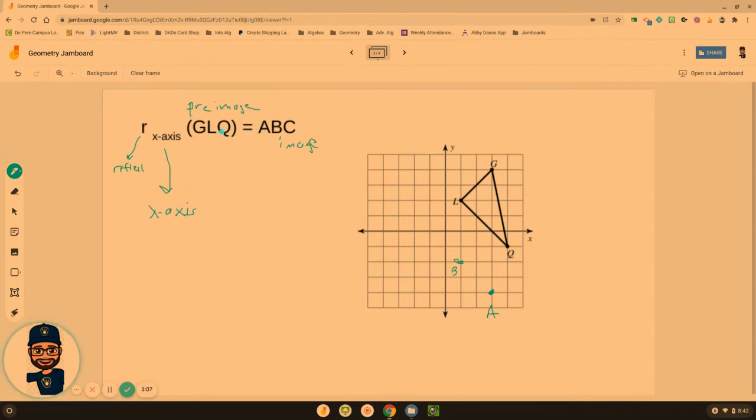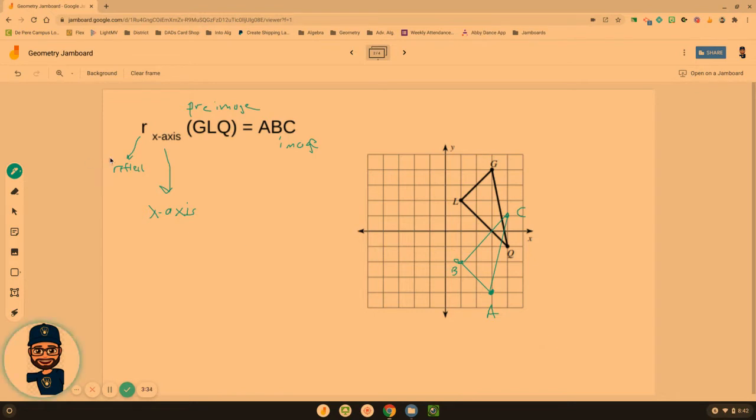And then Q is 1 away. It's got to be a mirror image on the opposite side. So this one's actually going to go up and be labeled point C. If I connect them all, there's that line, here's that line, and here's that one. There is the reflection of GLQ, which created ABC.